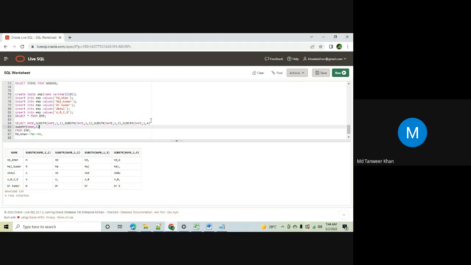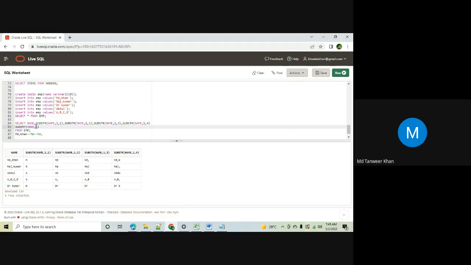If it is clear, suppose I run only SUBSTRING(name, 1). I'm not telling how many steps you have to take. In this case, what will happen? Will you get an error message, or will you get some output? Come on, tell me.